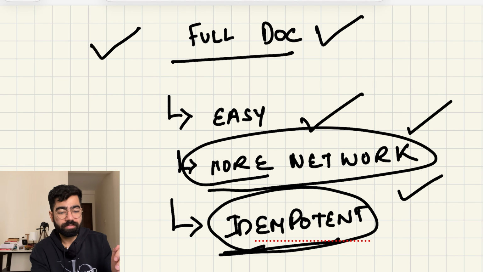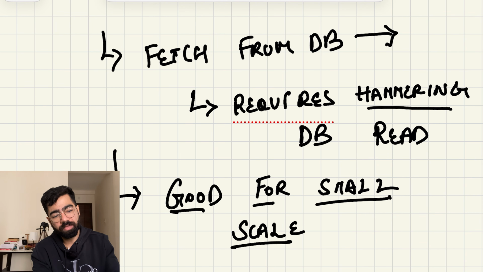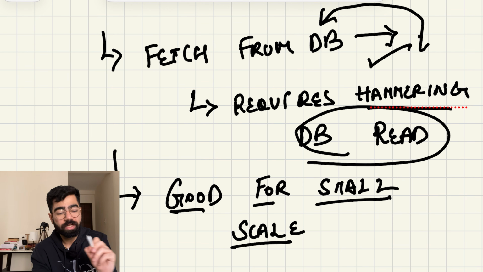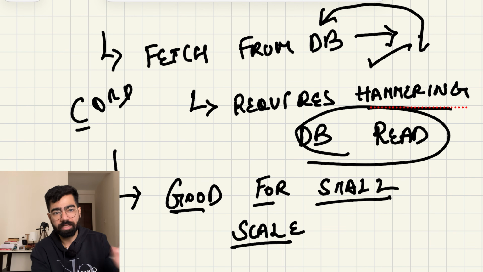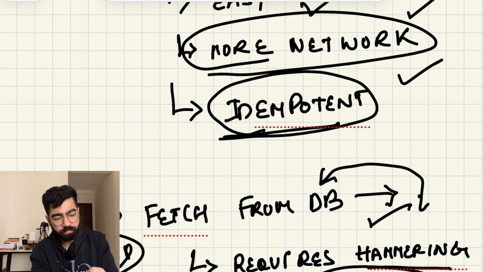Then comes fetch from DB. This will hammer your DB, because what happens is that you send an ID in the event. The worker takes this ID, makes a call to the database, reads from a read replica, and then updates this in Elasticsearch. This is actually the most idempotent approach, because every time a message is processed, you make sure that the data is always correct. So for maintaining correctness this is the best approach, because you don't have to take care of anything, since your DB has the required data, but it will hammer your database. So it is good for very small scale, but not for large scale. So generally the go-to approach is the full document approach.